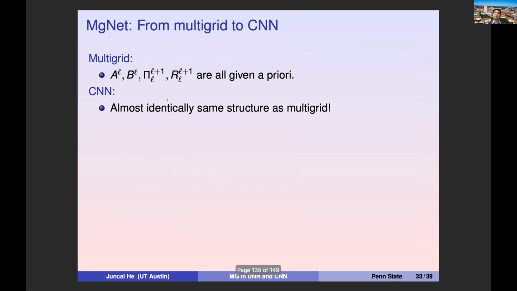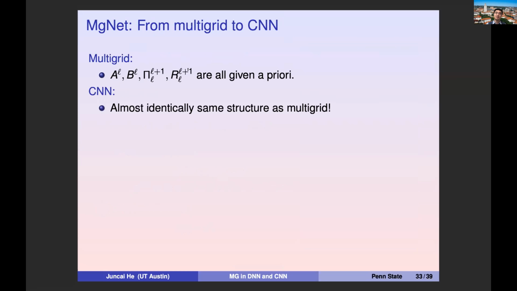So here is just some thoughts about this MgNet. The first one is, okay, what is multigrid? Multigrid is like you have this system, right? This A_l is like the operator for the system, and the B_l is like the smoother, and this P_l, R_l are like the restriction and prolongation. They are all given a priori, right? If you have a PDE, you discretize, and then you give everything a priori.